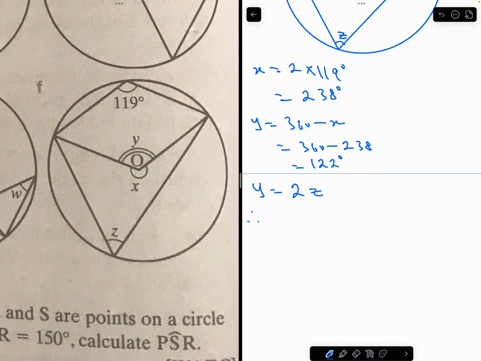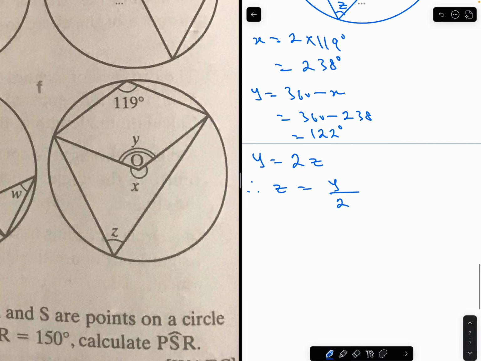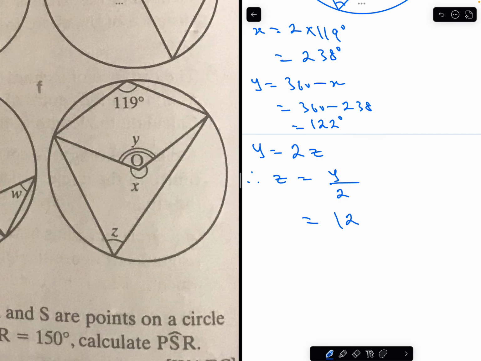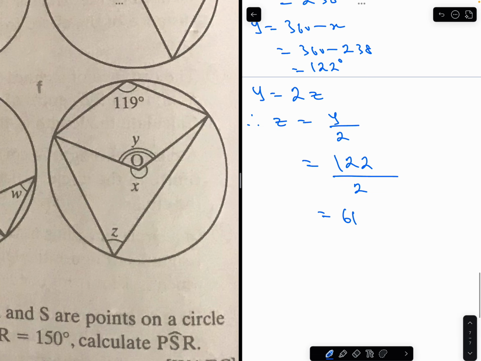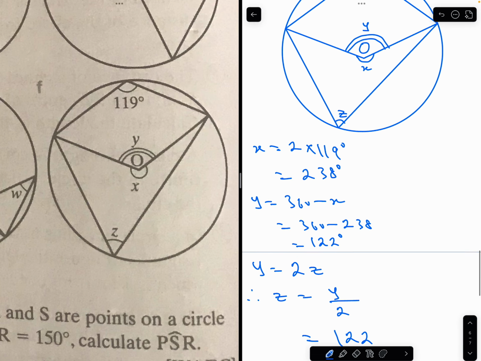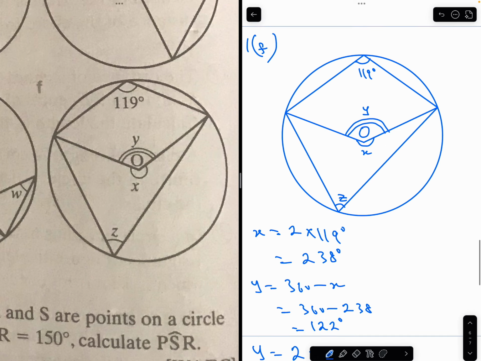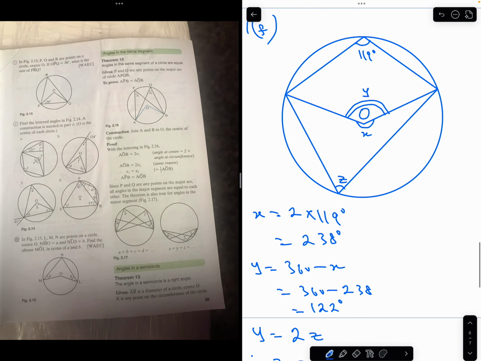That therefore means angle z is equal to y over 2. And that's equal to 122 over 2, which is 61 degrees. And that's it very, very simply. So let's go to the next question.